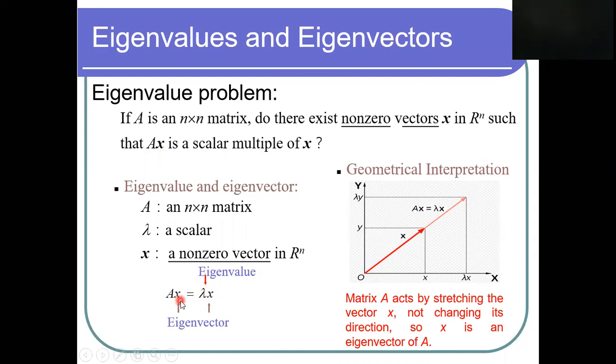If you operate A on x and get lambda times x, it means x remains the same if you apply A on x, but that operation of A on x generates lambda. This is the consequence of the action of A on x that consequently generates lambda, but the vector x remains the same. So if matrix A acts on x, it is basically stretching the vector x, but it does not change its direction. So x is an eigenvector of A.